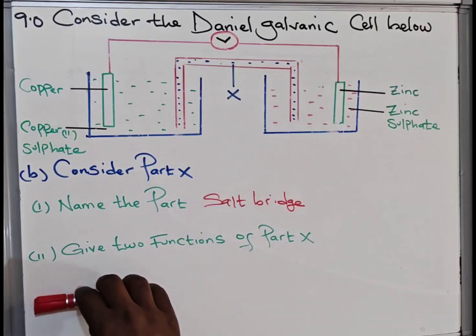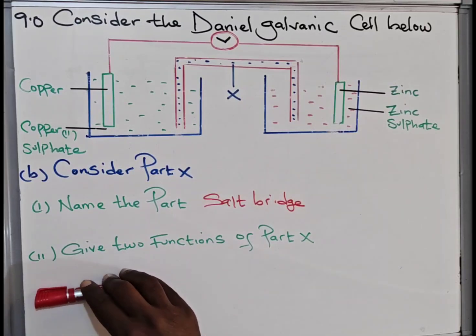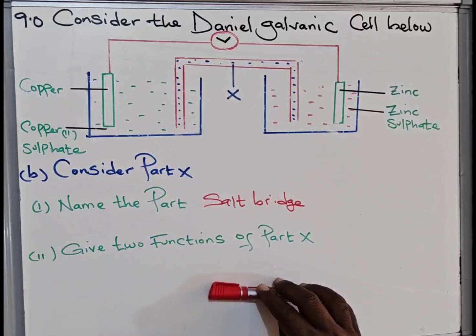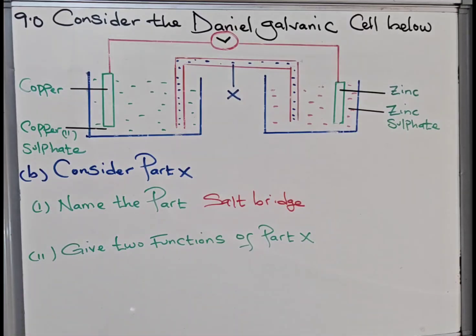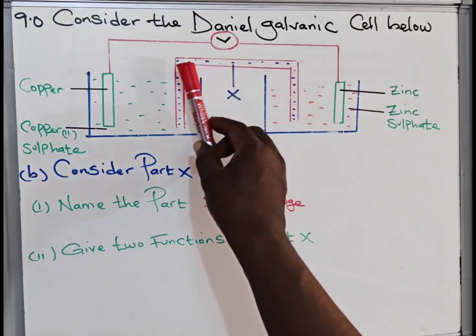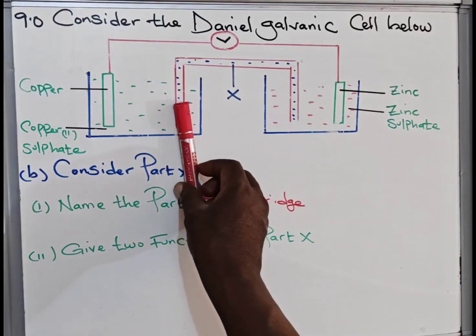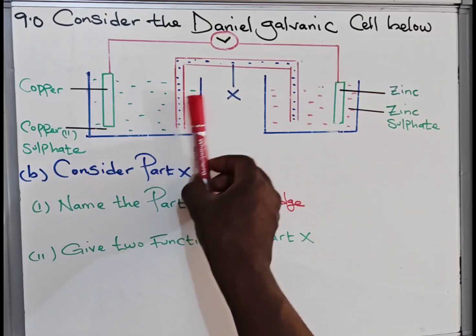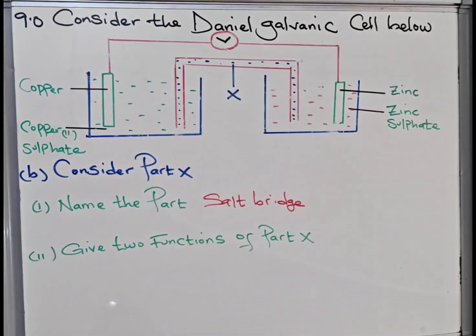And then comes the next question. It says, name the 2 functions of part X. So what are the 2 functions of the salt bridge? The first part is very clearly indicated here. What does it do? It completes the circuit, because without it, there will be a gap here, so there won't be continuous flow of ions. So that's the first function. It completes the circuit.